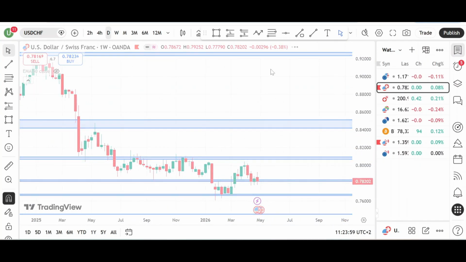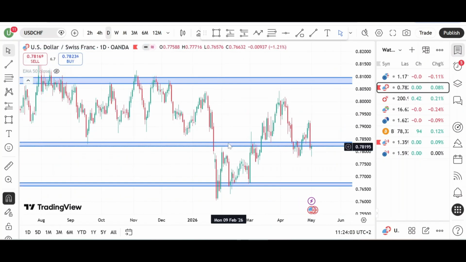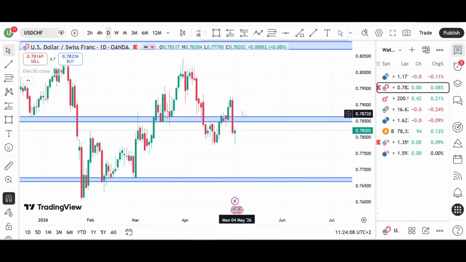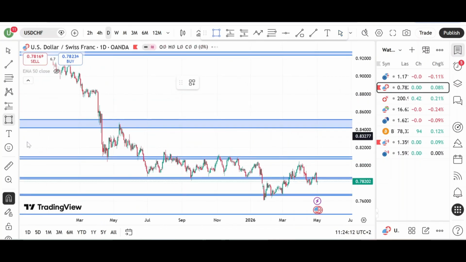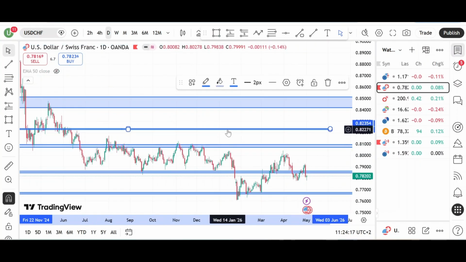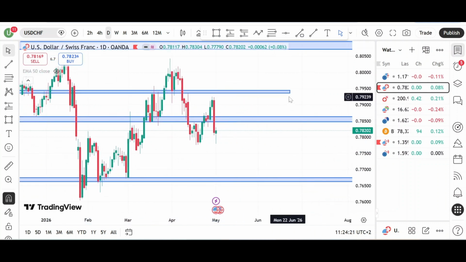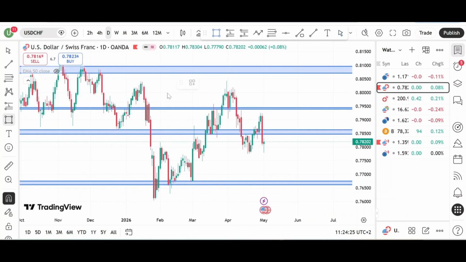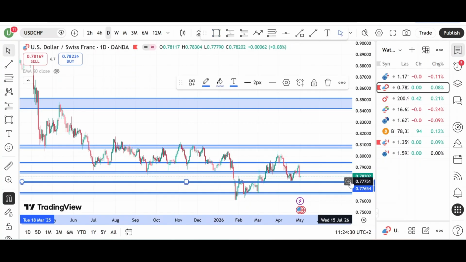Okay, so as you can see now, let's adjust our level here. This is a level here. This is a weekly, this is a daily zone here. Okay, this is a daily zone here. Now things are different, as you can see here.